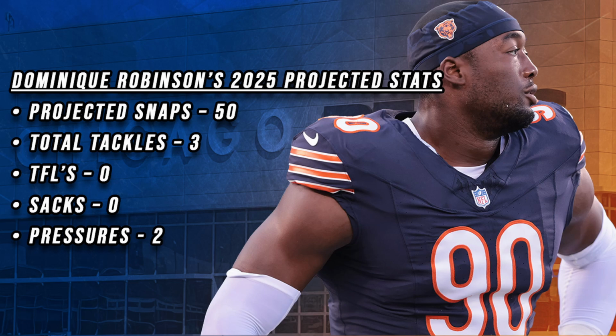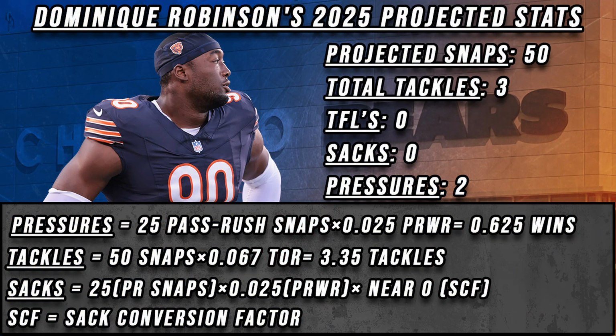Now, Dominique Robinson has an extremely low 50% projected snaps, again signifying his role as a man on the roster bubble. With approximately 25 pass rushing snaps and a 2.5% pass rush win rate, our model gives him a near zero probability of registering a sack. We do project 2 pressures from these minimal opportunities, and he's expected to log 3 total tackles with 0 tackles for a loss and 0 forced fumbles, given his extremely limited projected volume.